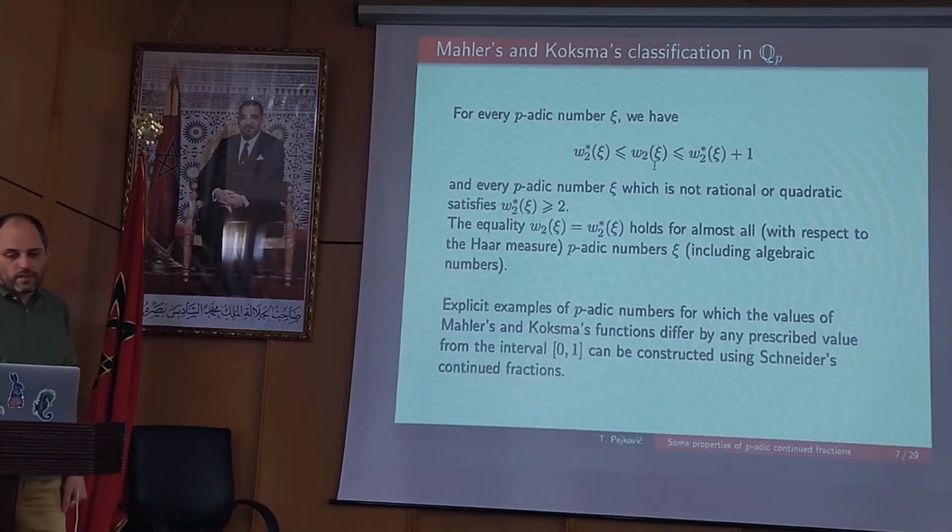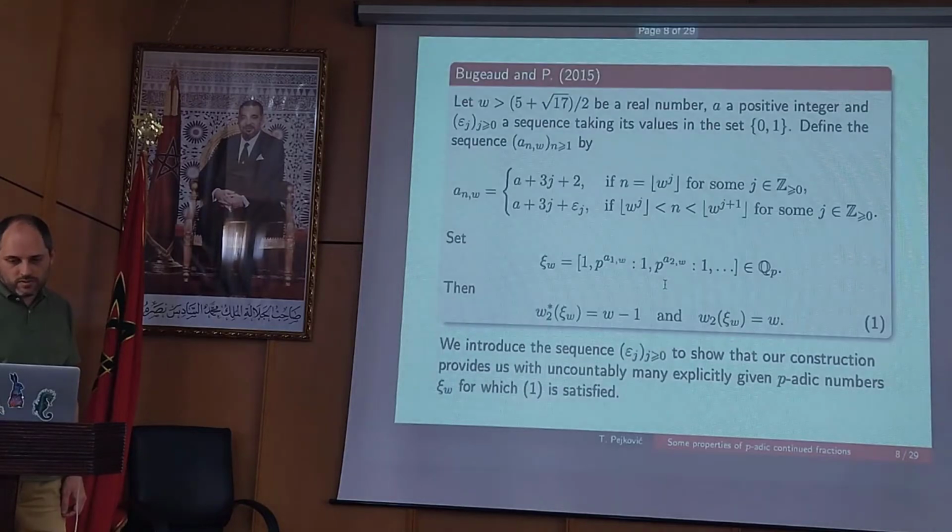the unit interval, obviously, and if we want this difference to be some prescribed value, we can do this by using Schneider's continued fractions. So we construct some p-adic numbers which have this difference equal to a given fixed number from the unit interval, using Schneider's continued fractions. Obviously, we are not interested in when this difference is 0 because it's most of the numbers, including algebraic numbers. So this is the result, which I'm not going to talk about much. This is just a motivation.